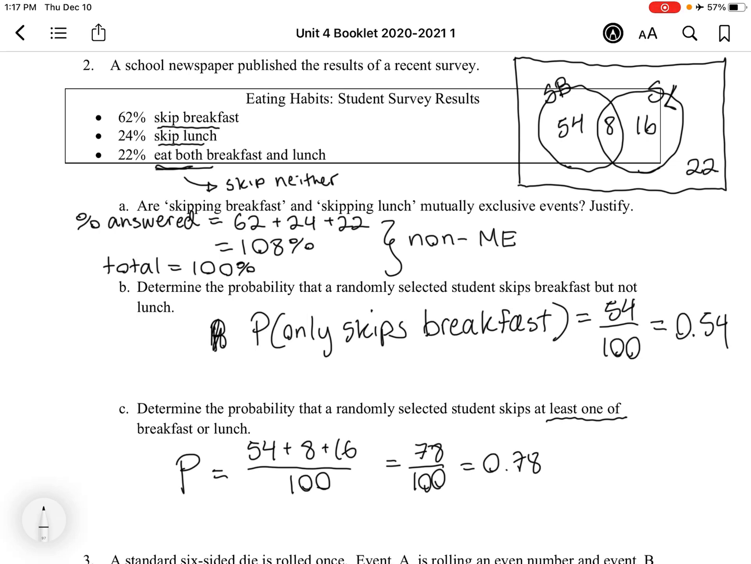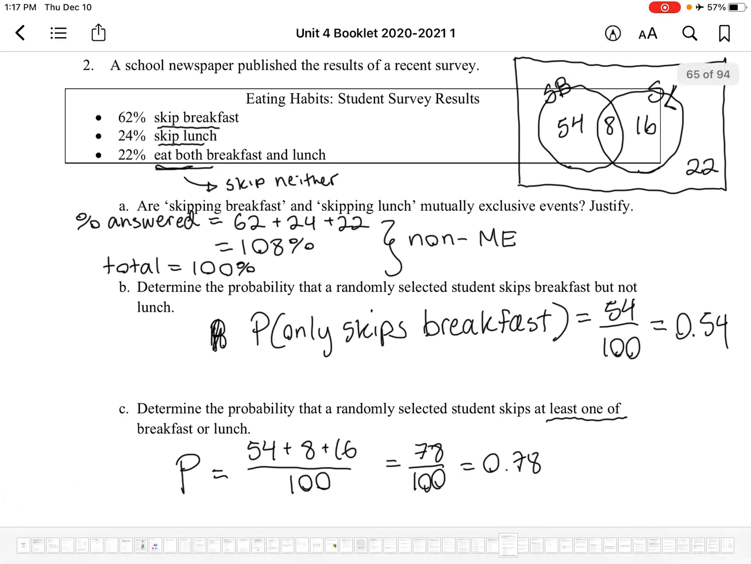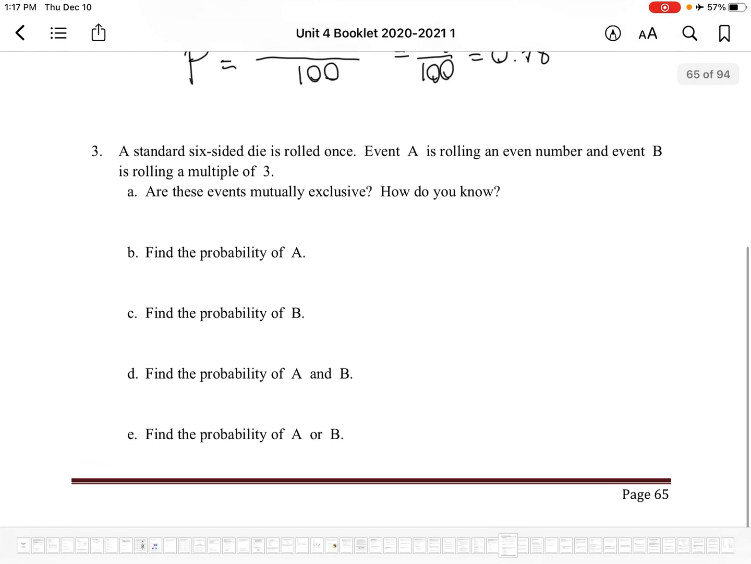Okay. All right. So I think we'll do this one too.